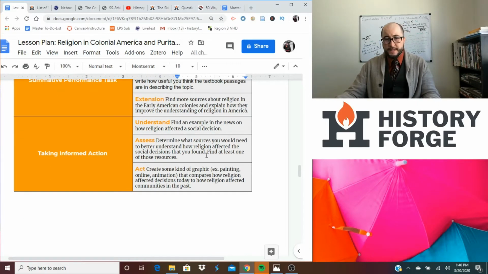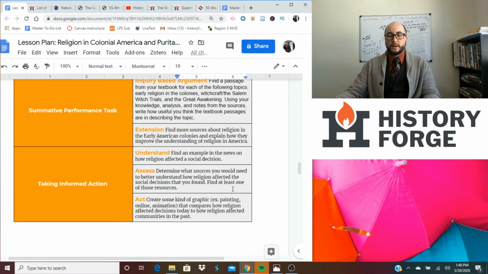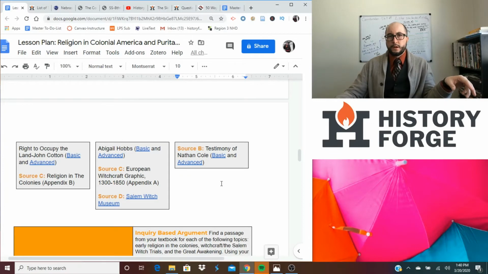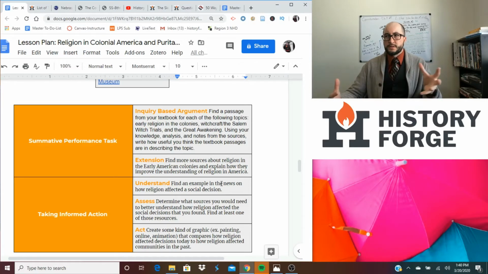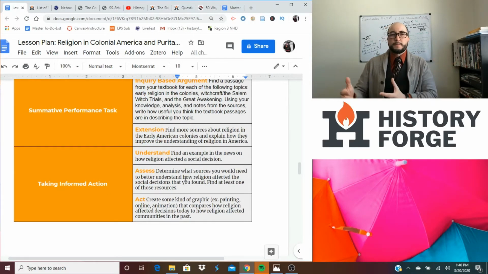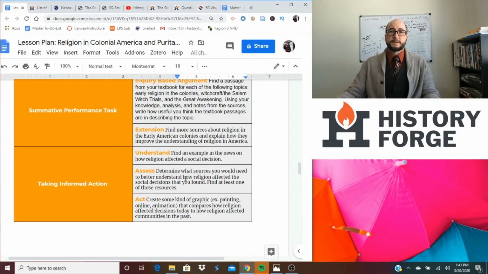The next one is assess. So you're going to determine what sources you would need to better understand how religion affected the social decisions that you found. Find at least one of those resources. Earlier, students came up with questions on what they think they would need, and they also developed a list of what kind of sources they'll need. This does that again: what sources do you need, list them out, and normally that's the end of it. But I think the action would then be, okay, go find it, because just making a list and actually going out and finding things are two very different actions.